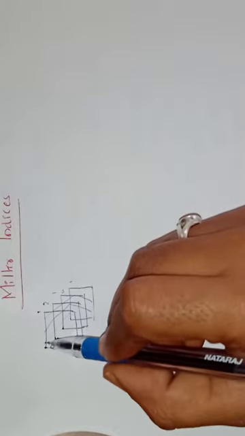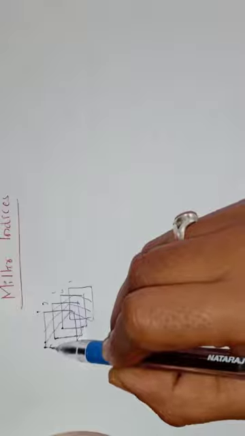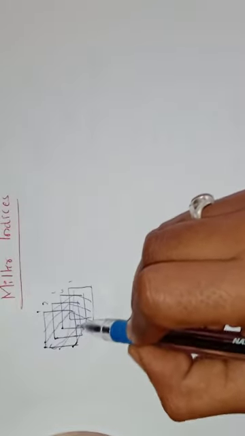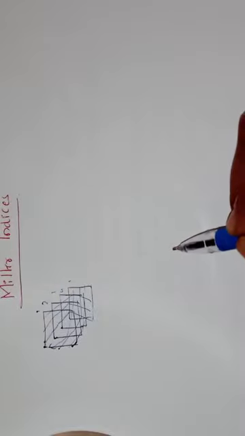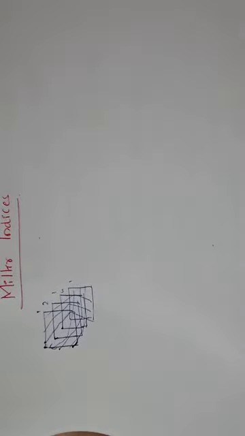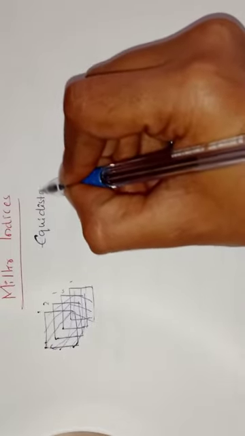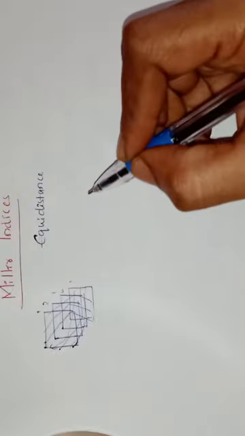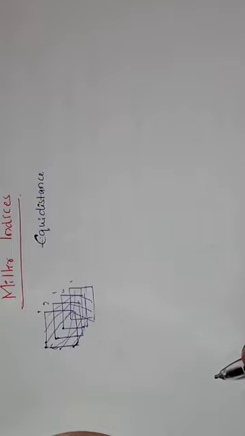And this is another orientation of the parallel planes. Then this is one more. Many parallel planes are there which are equidistant. Then the orientation of the parallel planes will be known as Miller indices.